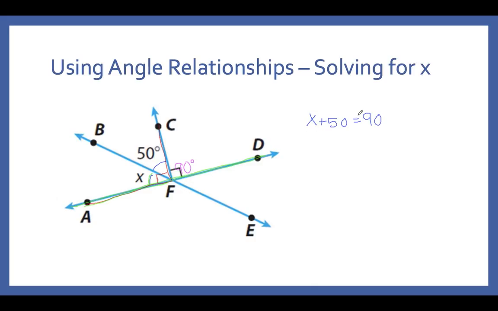So when I do this, we know how to solve equations. We want X by itself. I draw my fence. If you look, I have plus 50. To undo adding 50, I would need to subtract 50 from both sides. This makes my zero pair, and I get X equals 40 because 90 minus 50 is 40, which means X equals 40 degrees.